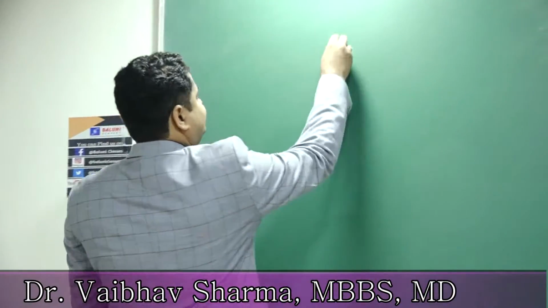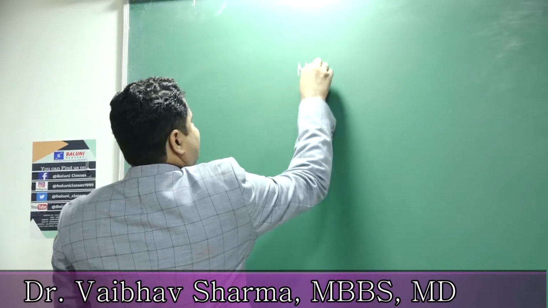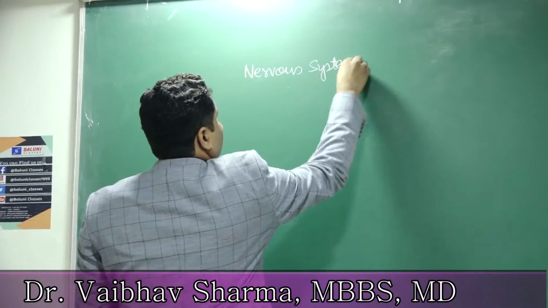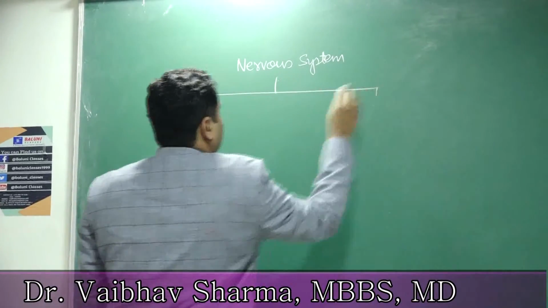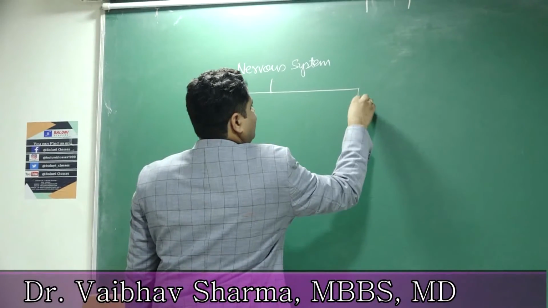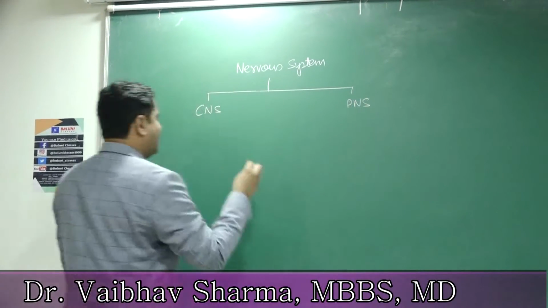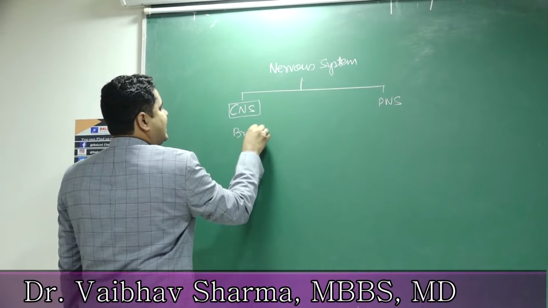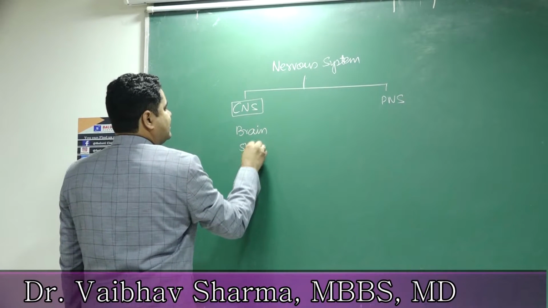Our nervous system, which is also termed as neural system, is organized into central nervous system and peripheral nervous system. In central nervous system, we include brain and spinal cord.